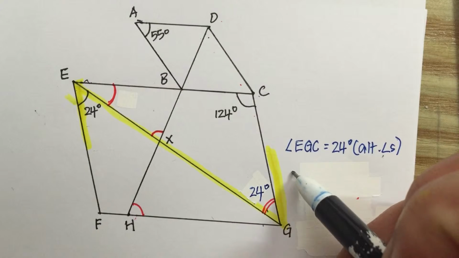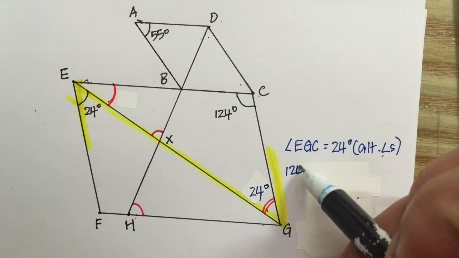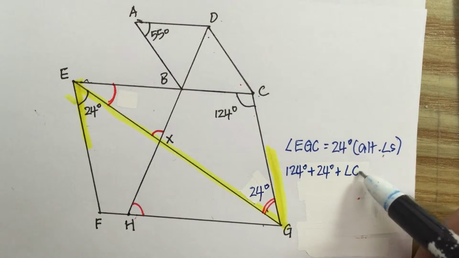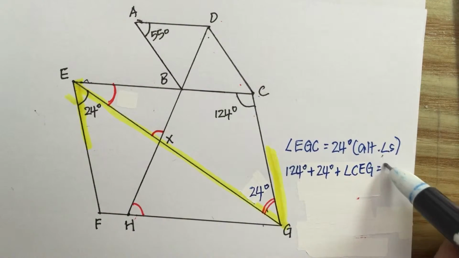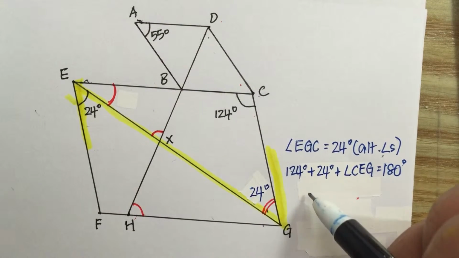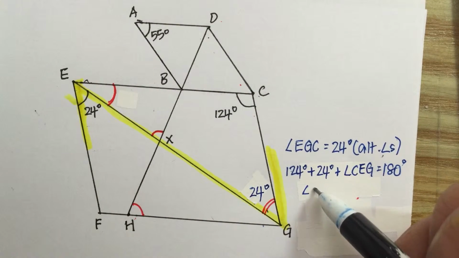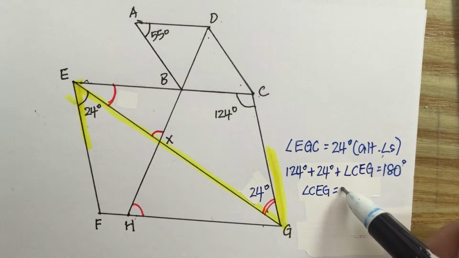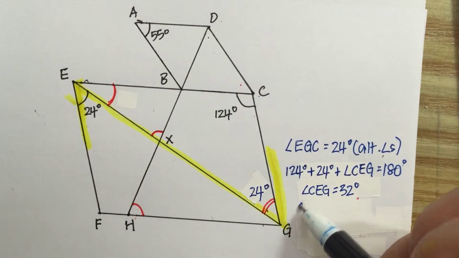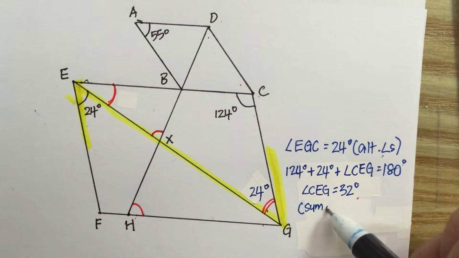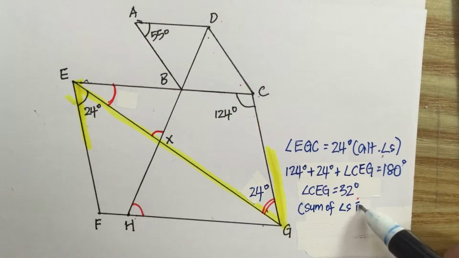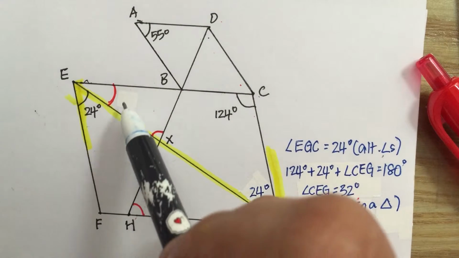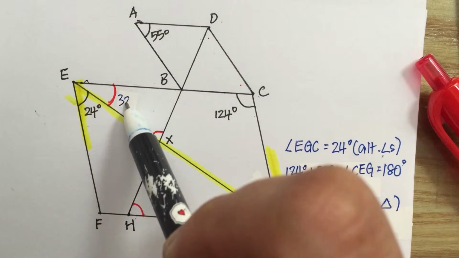So, 124 degrees plus 24 degrees plus angle CEG will give us 180 degrees. And as a result, angle CEG is equal to 32 degrees. Reason being, sum of angles in a triangle. So this is 32 degrees.